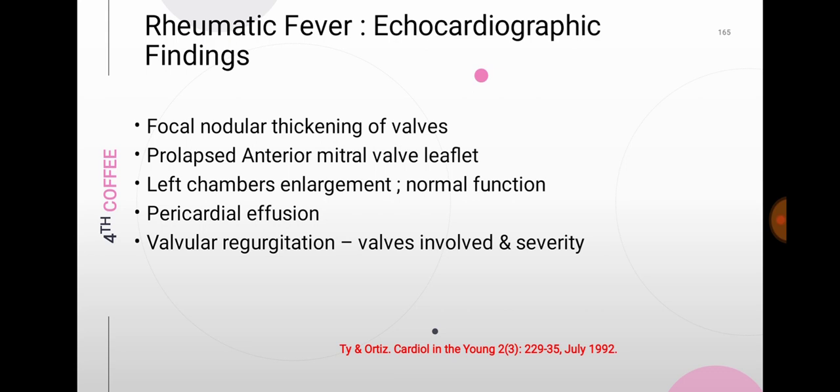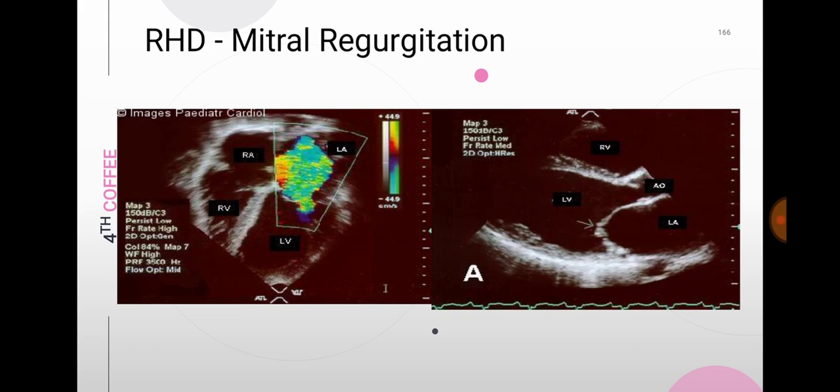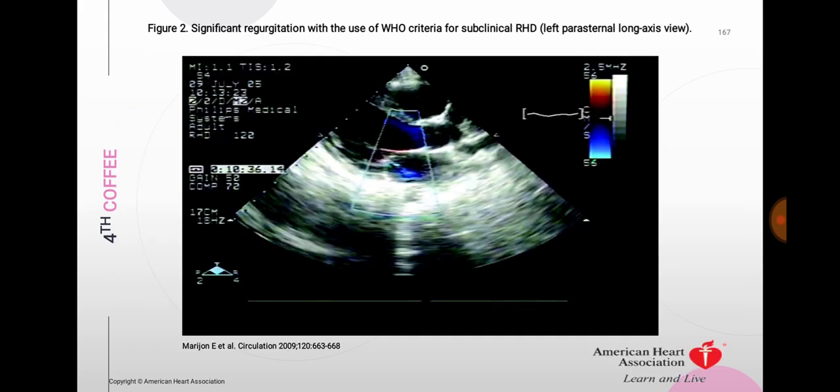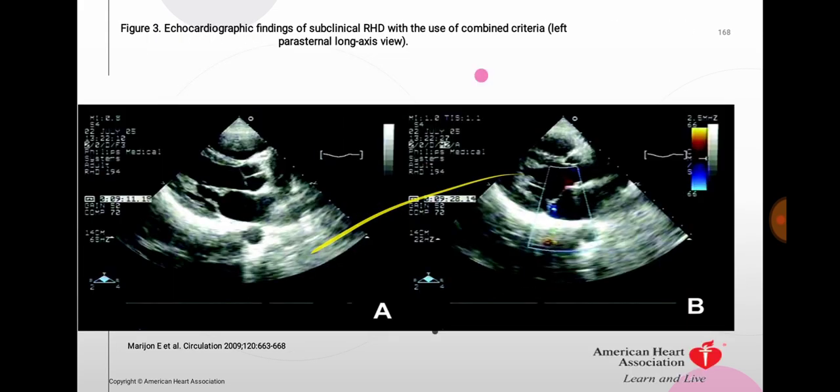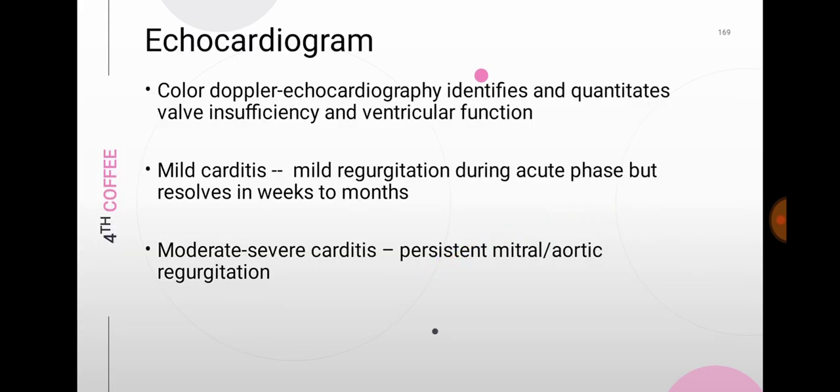So these are echoes showing the regurgitant flow from your left ventricle to your left atrium. You can see the stenotic valve. Also the stenotic valve in your regurgitation. So you have mild regurgitation in myocarditis, and severe in severe carditis.